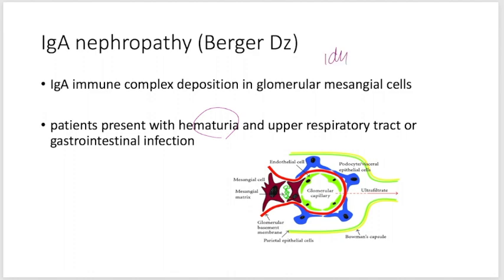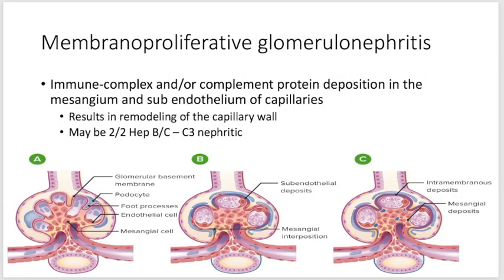It is idiopathic, but it can occur secondary to some other diseases such as HIV, AIDS, maybe a small vessel systemic vasculitis. Membranoproliferative glomerulonephritis. This is immune complex and/or complement protein deposition in the mesangium and subendothelium of the capillaries. And this results in remodeling of the capillary wall, and it may be secondary to hepatitis B or C. And this would be related to those complement factors.